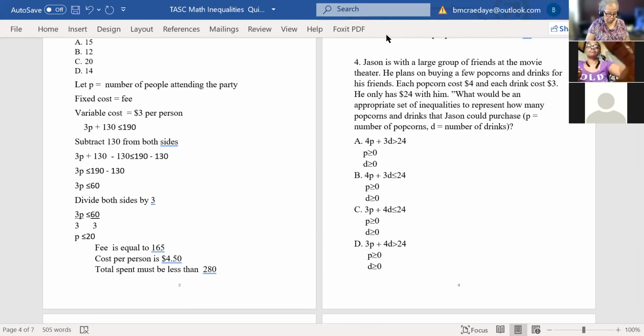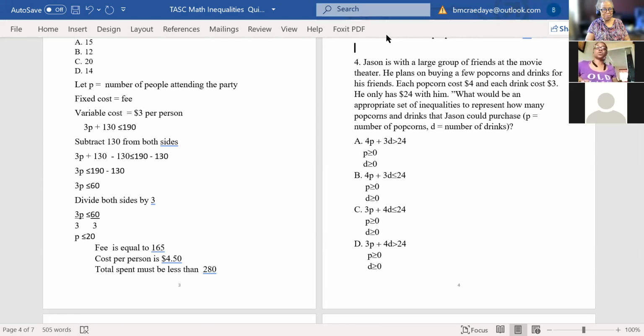Jason is with a large group of friends at the movie theater. He plans on buying a few popcorns and drinks for his friends. Each popcorn costs $4 and each drink costs $3. He only has $24 with him. What would be an appropriate set of inequalities to represent how many popcorns and drinks that Jason could purchase? P equals number of popcorns, D equals number of drinks.